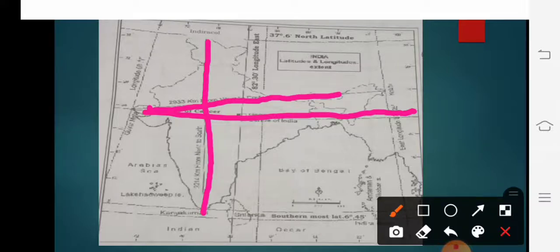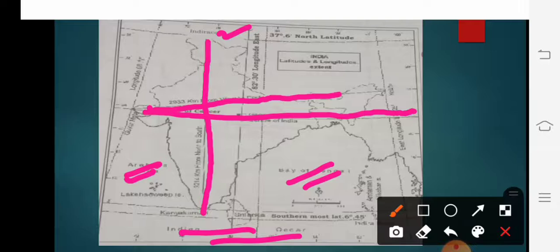Here you can see that in the west there is the Arabian Sea. When we go to the east, there is the Bay of Bengal. Here the Indian Ocean is there. And check it out, here Indira Col is there. These are the Andaman and Nicobar Islands. Okay children, you can see that the 82.5 degree longitude decides the Indian Standard Time. I hope the concept is clear.